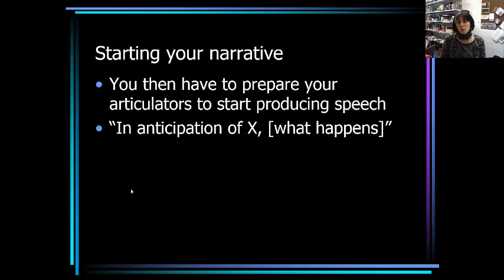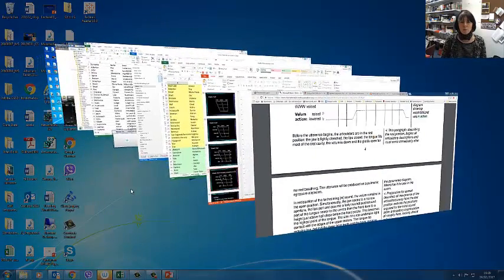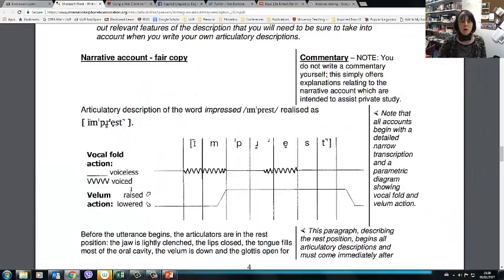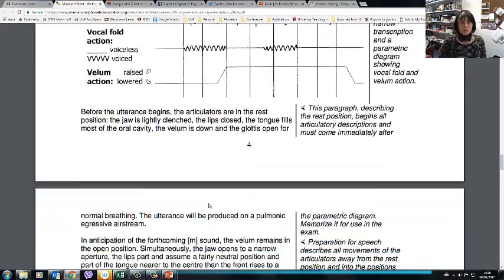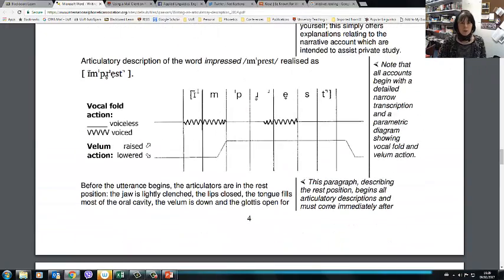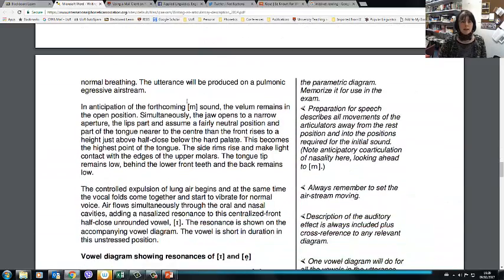So you said what happens in anticipation of this, and if we look at the description that Patricia has produced, her word is impressed. So what she says is, and if we look here we can see that we have a nasalized vowel in the environment of a nasal consonant. We've also got the voicing starting right away, and we've got the velum is lowered in this case. So what she says is, in anticipation of the forthcoming M sound, the velum remains in the open position.